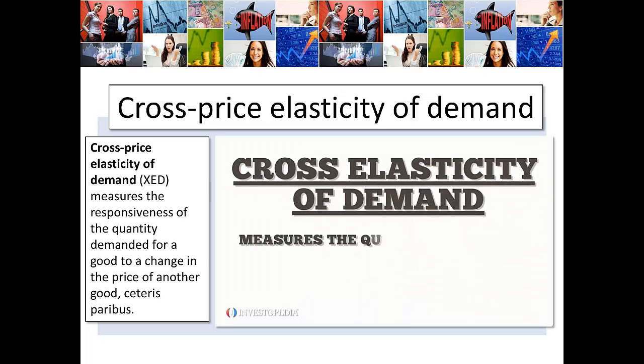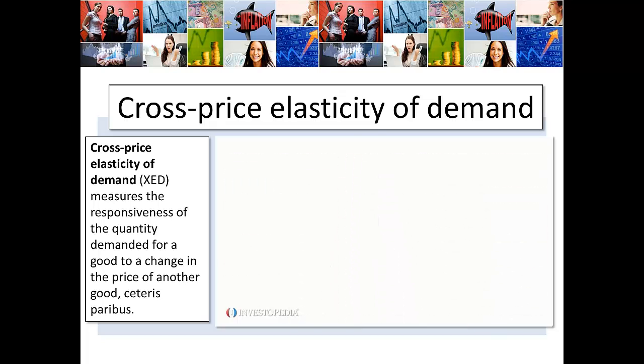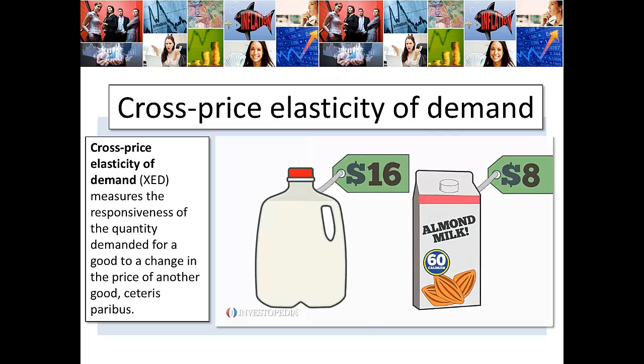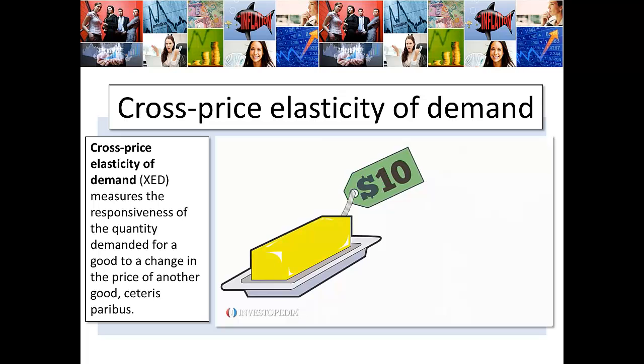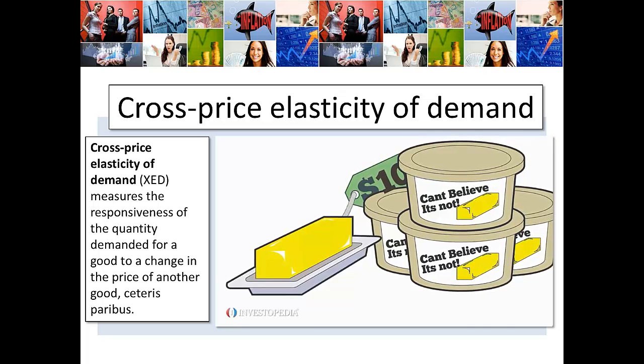Cross-elasticity of demand measures the quantity demanded of one good in response to a change in price of another. If two goods can be substituted for one another, consumers will usually buy one when the price of another increases. For example, if the price of butter increases and everything else stays the same, the demand for margarine is likely to grow as consumers try a substitute.